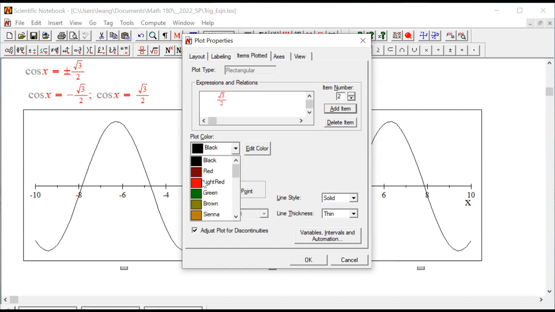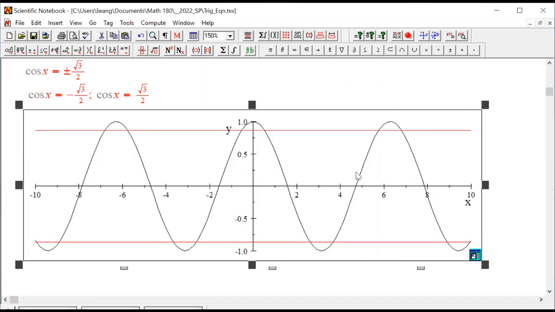I'll make it red. Another one. There, two horizontal lines. You can see we have many solutions, don't we? We have many, many solutions. So let's see where they cross. There are so many crossings.